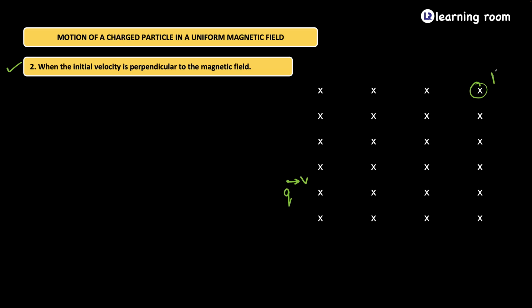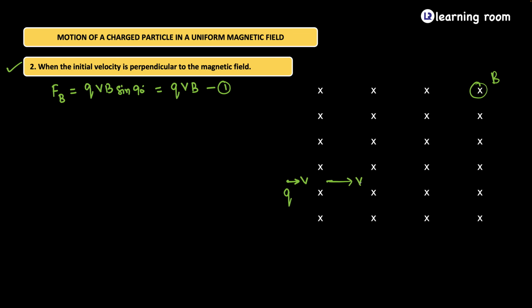So if I say that the magnetic field is B here, and the velocity of the particle is perpendicular to the magnetic field, as soon as it enters the magnetic field, what is the force it is going to experience? F_B will be equal to q into v into B sine of 90 degrees. Sine 90 is 1, so it is going to be qvB. Let me call this equation number 1. As soon as the particle enters, its velocity is going to be like this.